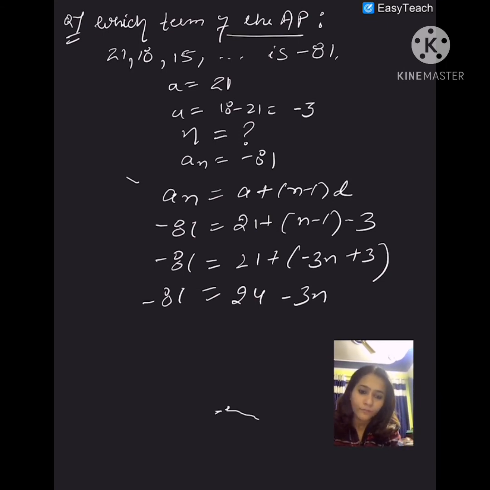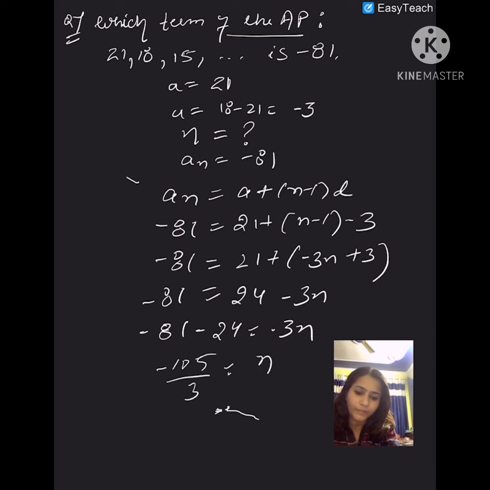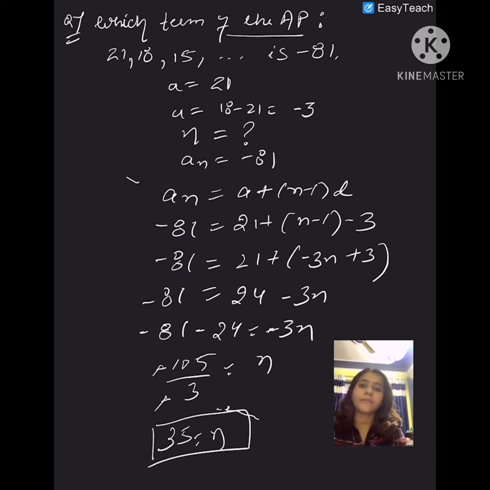Now minus 81 and minus 24 is equal to minus 3n. This is minus 105 upon minus 3 is equal to n. Now minus and minus cancel, 3 3s are 9, 3 5s are 15. Okay, n comes out to be 35. So the 35th term of this AP is minus 81.